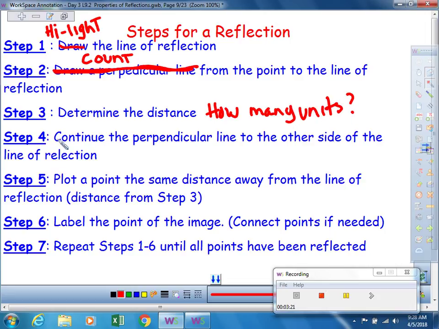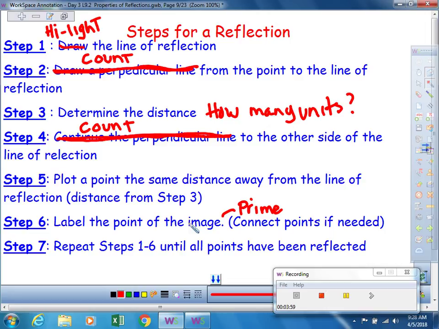And then I don't continue the line. I count again. I count to the other side of the line of reflection. And then you plot the point the same distance away from the line of reflection. Okay, whatever you counted, that's how many spaces you plot that next point. You label it. Remember, you need the prime mark. And then repeat until all points are plotted.